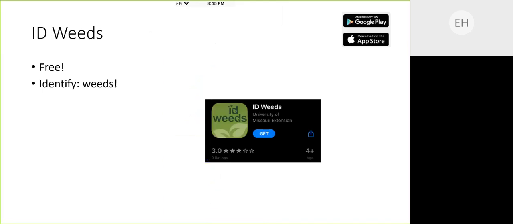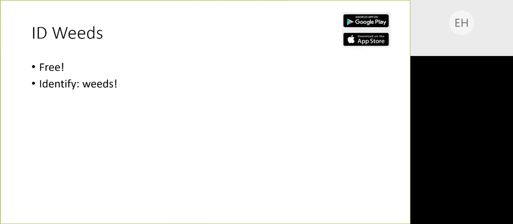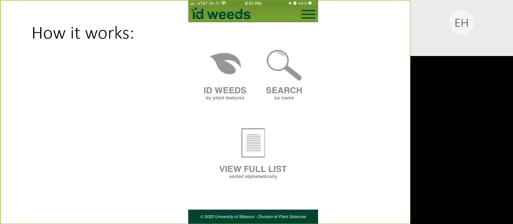Okay. The next app that I like is the one called ID Weeds. It comes out of the University of Missouri Extension, so it's also a free app, and it's mostly for identifying weedy species, like something that you might find in a new planting that you might want to identify. And this one is also available on Google Play and in the App Store. So how this app works is pretty similar to the Wildflowers app, where this is the main screen that you'll come to when you open the app, and you can ID your weeds by plant features with this button here.